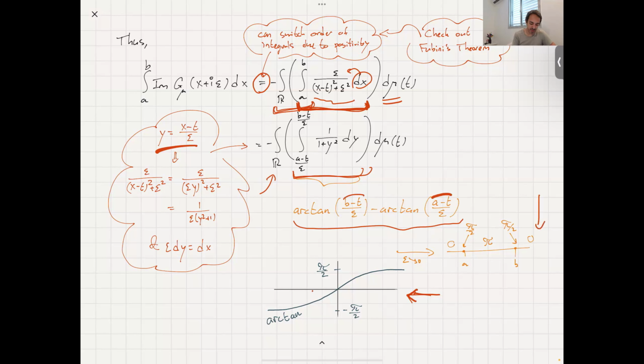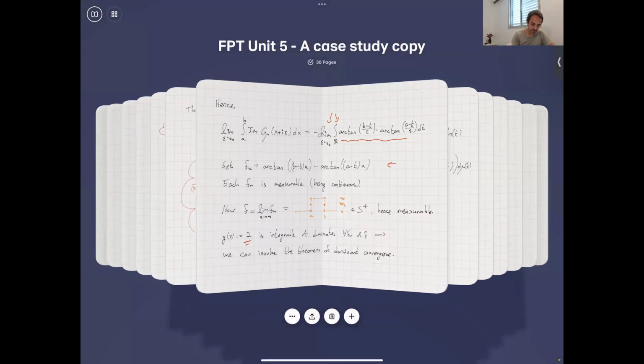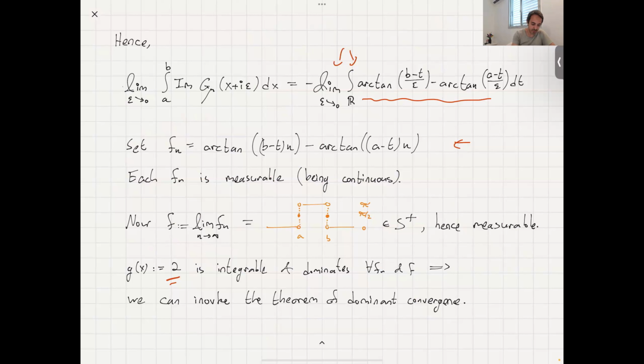So maybe they sit here. And then as you divide by epsilon or multiply by n, and take n to infinity or epsilon to 0, they are both going to go to minus pi over 2. I mean, the arctangents of these are both going to approach minus pi over 2. And so their difference is going to be 0. So what I'm saying is that the limit function f is 0 past b from the right.